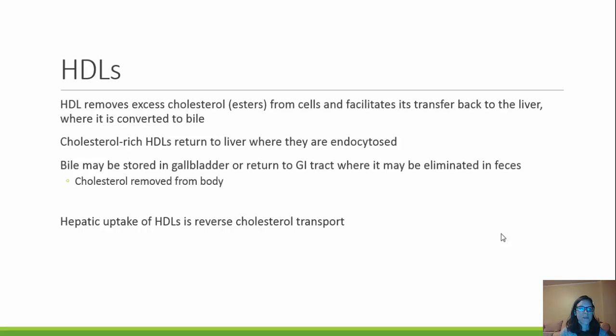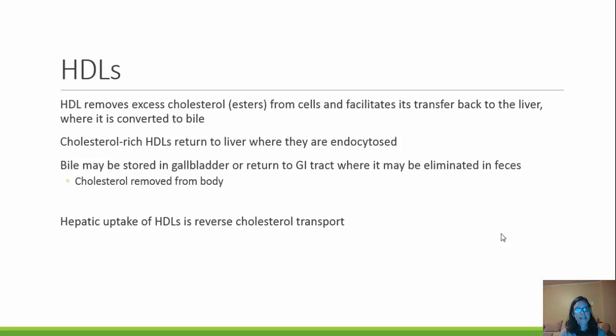So when the HDLs pick up the cholesterol from the periphery, they're endocytosed into the liver, converted to bile, and then this bile is stored in the gallbladder, and it returns to the GI tract, where it's either recycled, as we've talked about in the past, or ideally where some of it is eliminated as feces.